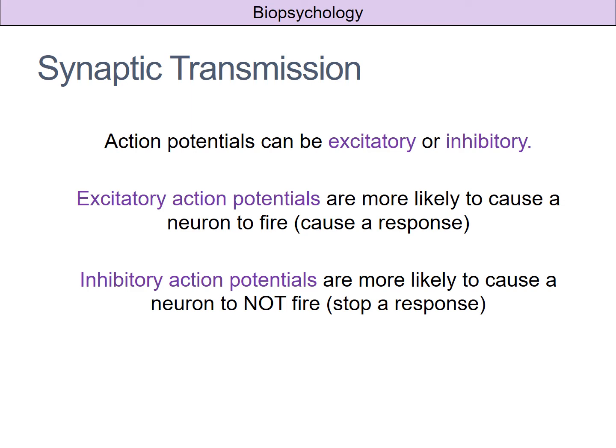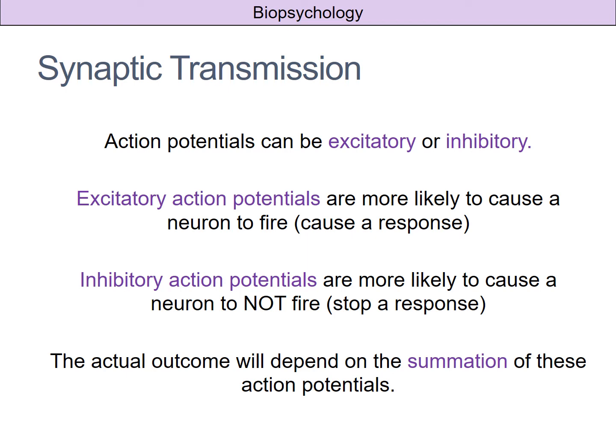Now, whether or not you actually get a response will depend on the summation of these action potentials. So if the excitatory action potential is stronger than that of an inhibitory action potential, then you're more likely to get an action, and vice versa. If the inhibitory action potential is stronger than the excitatory action potential, then you're less likely to get a response.